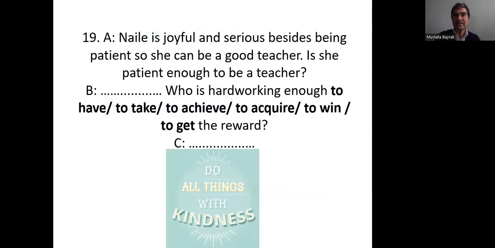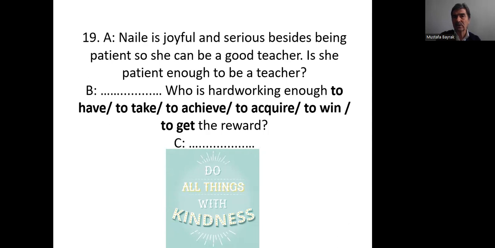Okay, 19. Naile is joyful and serious besides being patient. So she can be a good teacher. Is she patient enough to be a teacher? Yes, she is patient enough. Adjective enough. She is patient enough to be a teacher. This is the situation of this expression. She is adjective enough, patient enough.